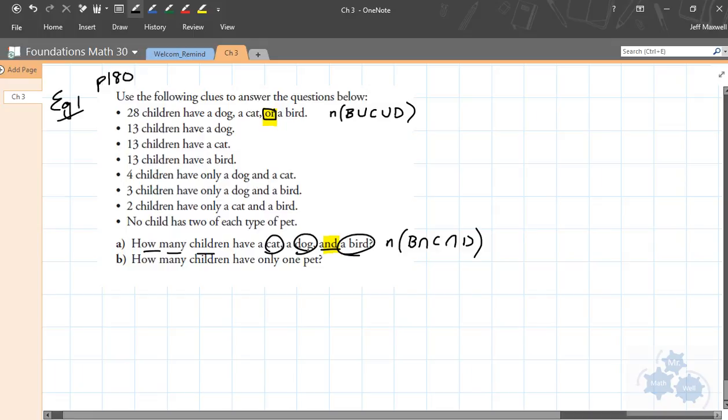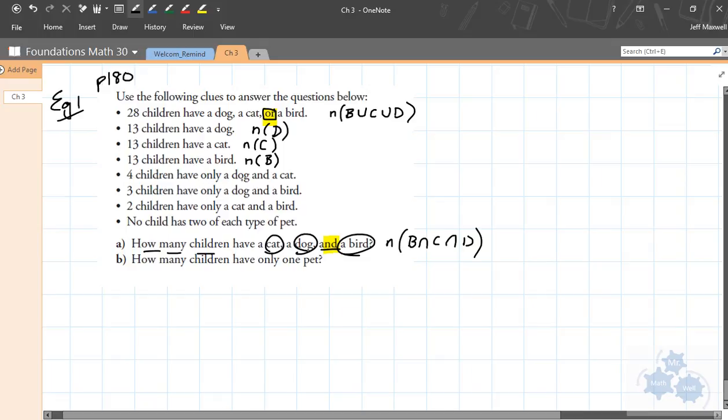Okay, so 13 children have a dog. All right, so what's that going to be? That's going to be the number of kids that have a dog, right, in the dog circle. 13 children have a cat. So that's going to be the number of cats, number of kids with cats. 13 children have a bird. Okay, so that's the number of birds. So identifying what these statements are is important.